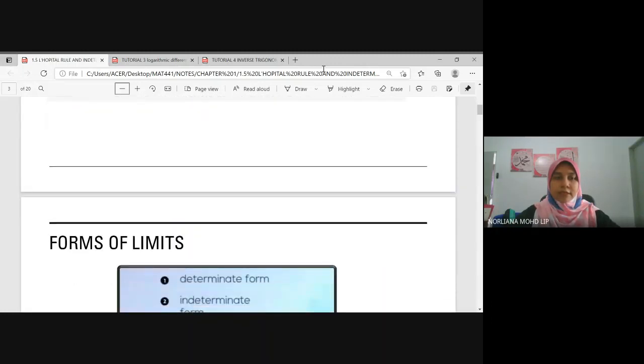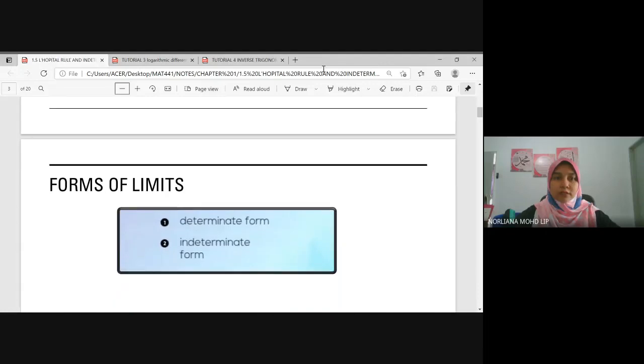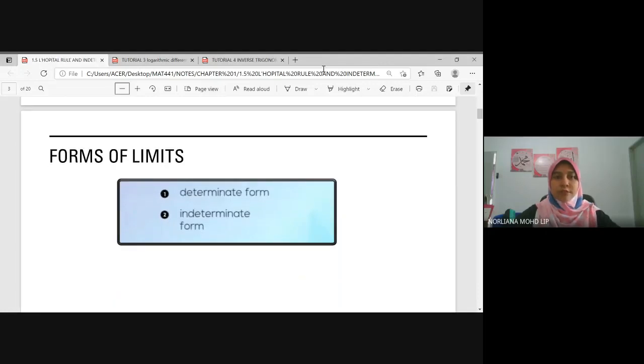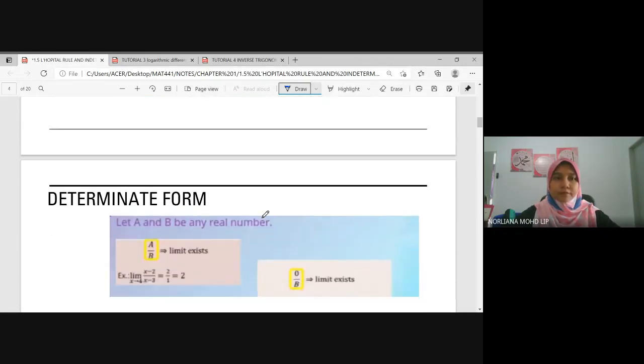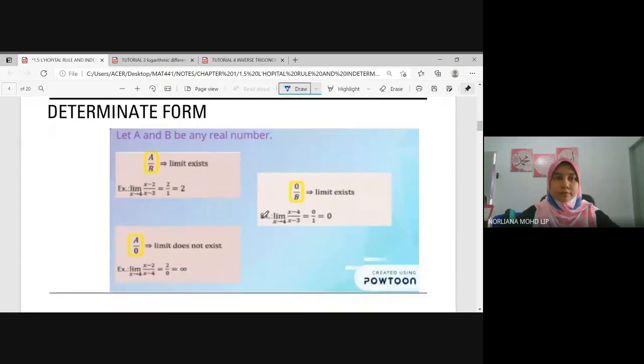First we look at the types of limits. There are two types of limit: the first one is the determinate form and the second one is the indeterminate form. Let's look at what the determinate form is. Let A and B be real numbers.